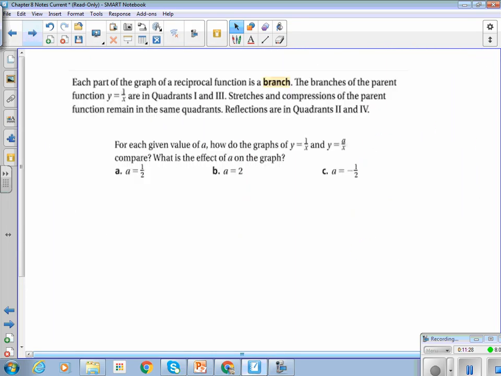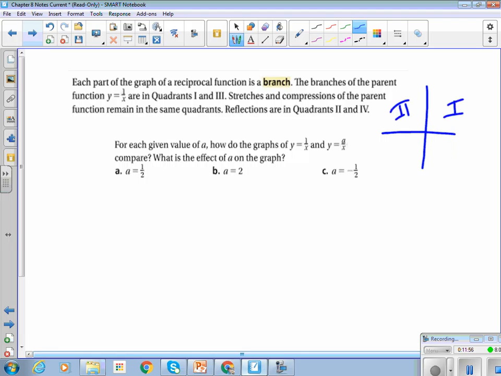Each part of the graph of a reciprocal function is a branch. The branches of the parent function y equals 1 over x are in quadrants 1 and 3. Stretches and compressions of the parent function remain in the same quadrant. So if I'm stretching or compressing, I'm still going to be in quadrant 1 and 3. And just to remind you, quadrants go like this: I, II, III, and IV. So 1, 2, 3, and 4. If you stretch or compress, your branches are still going to stay in 1 and 3.